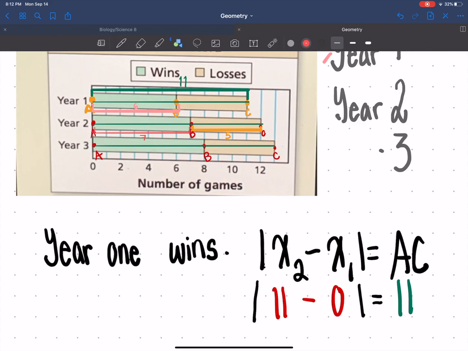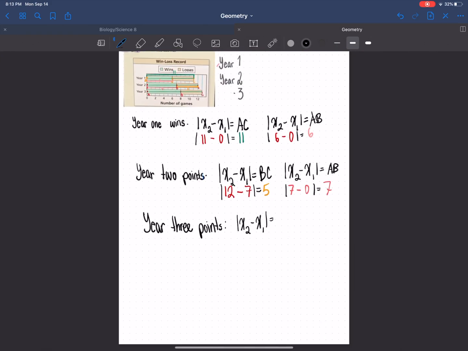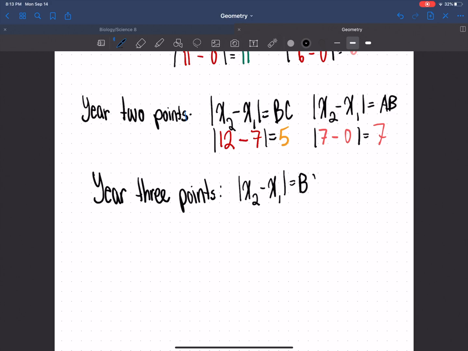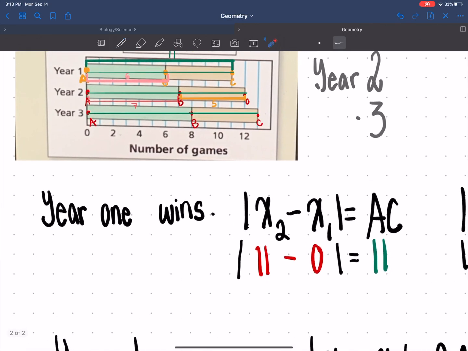Okay, now we're going to go on to year 3. We're going to find it for BC, and we're also going to find it for AC, which will be the total games. So we're going to do again, B is 8, and C is 13.